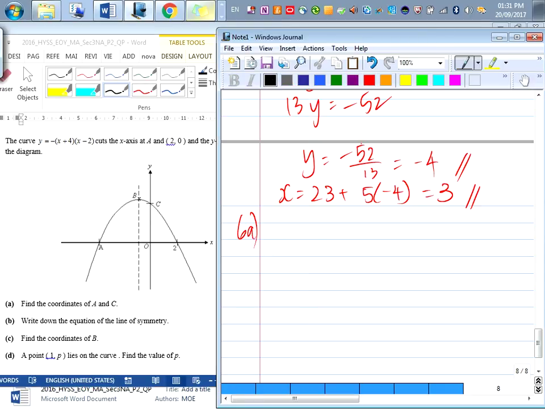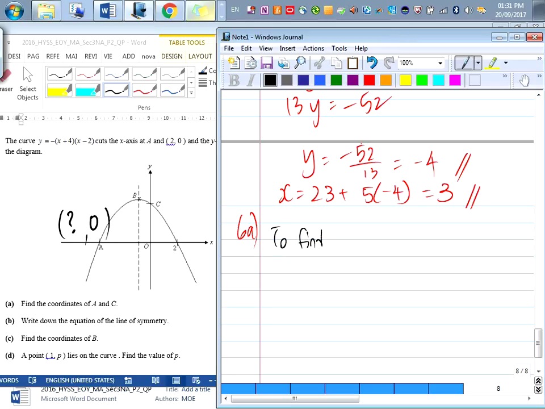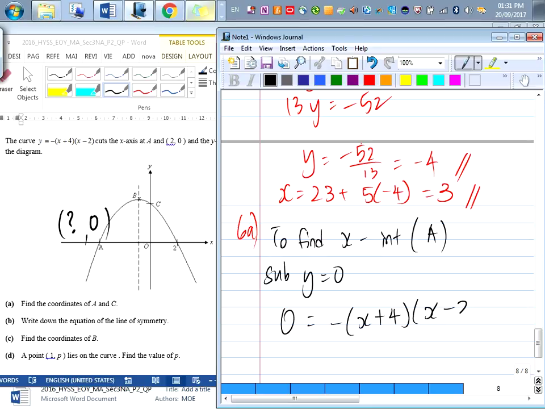Part A, the coordinates of A. What is so special about point A? It lies on the x-axis. That means when I write down the coordinates of A, one of them is equal to 0. Which one is equal to 0? This one is 0 over here. This is the question mark. Okay? So we know that y is equal to 0. I substitute that into the equation to find the x-intercept, meaning I want to find the coordinates of A. Sub y equals 0. So 0 is equal to negative (x plus 4)(x minus 2).